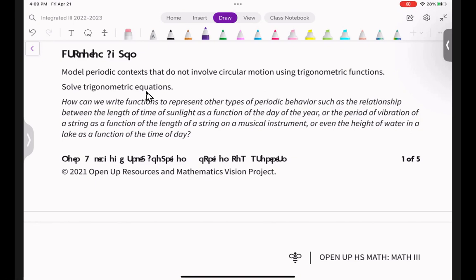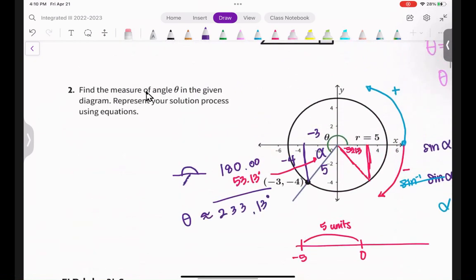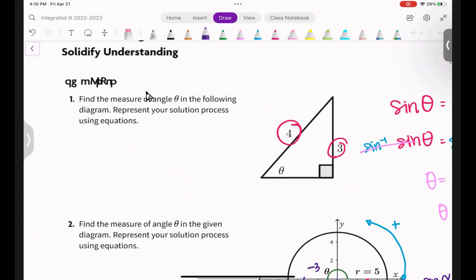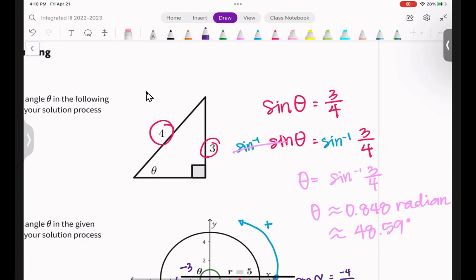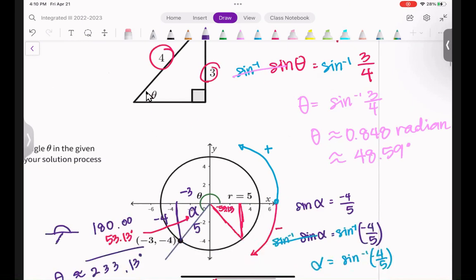Some of you already know how to do it just because you've held on to the idea that you know your 30, 60, 90, you know your 45, 45, 90 stuff. You know those two triangles backwards and forwards. So when it's asking you for stuff, you're going to recognize that, oh, I do know some of this stuff. But you also know that because we did this in the jump start: what happens when our variable is stuck in sine? What do we use to get it out, right?